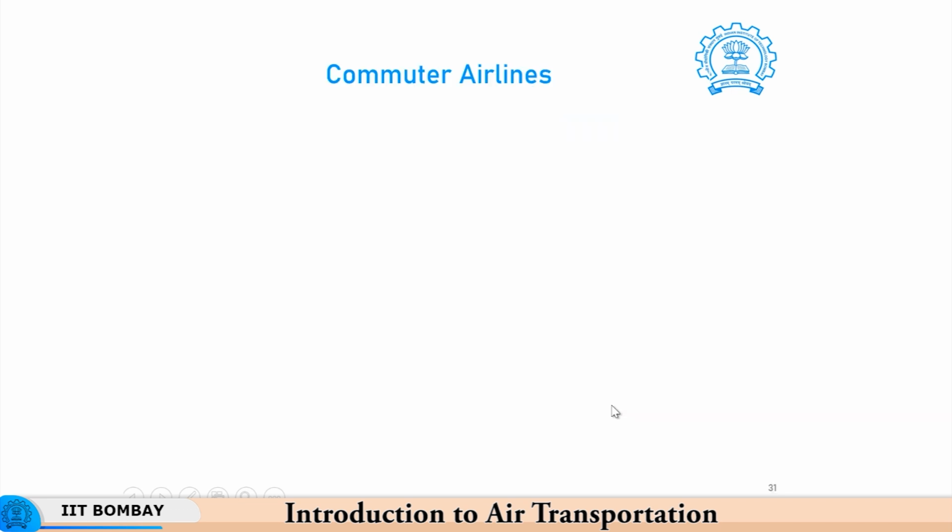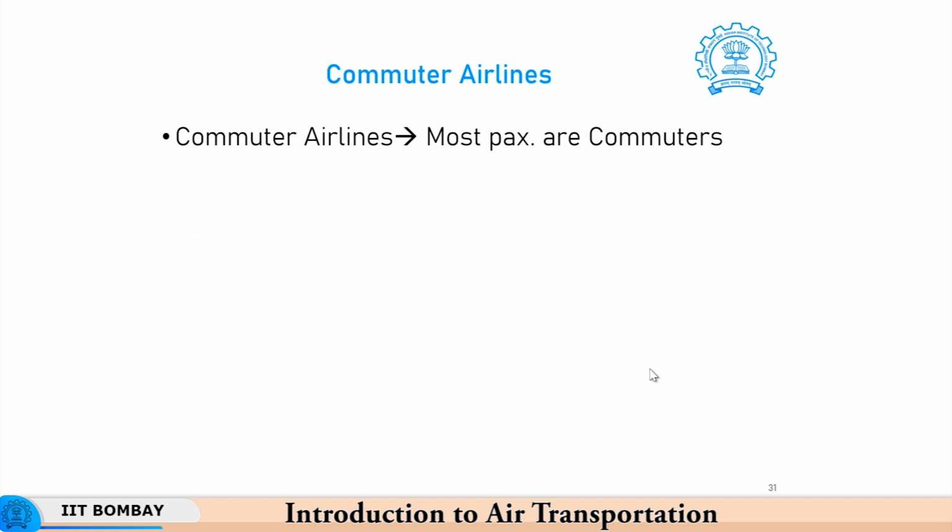Let us have a look at what these airlines are and what is special about them. So, commuter airlines are airlines in which most of the passengers are commuters. Now, what do you mean by commuters? Commuters are passengers who travel from home to work and back by air on a regular basis.